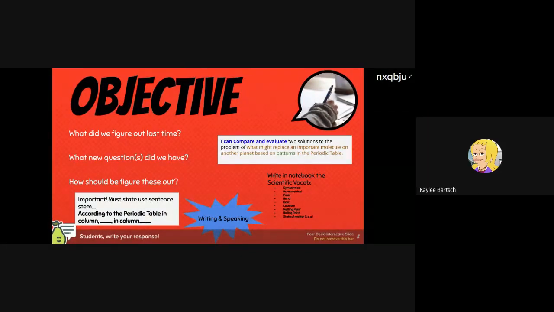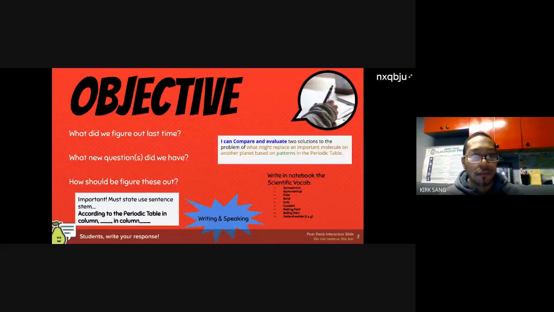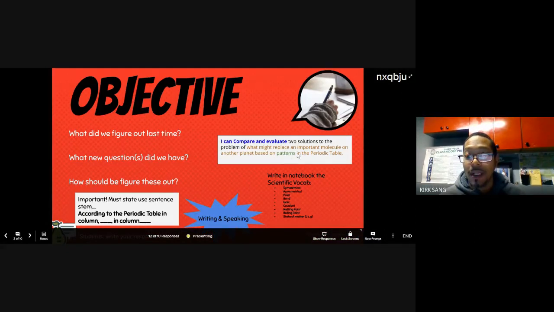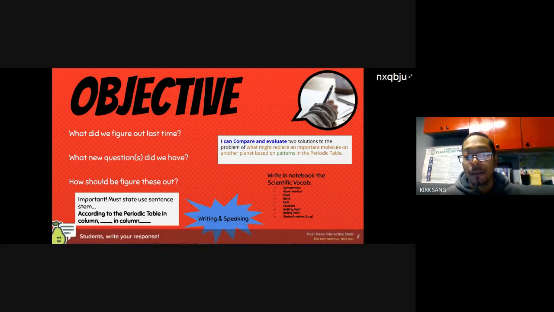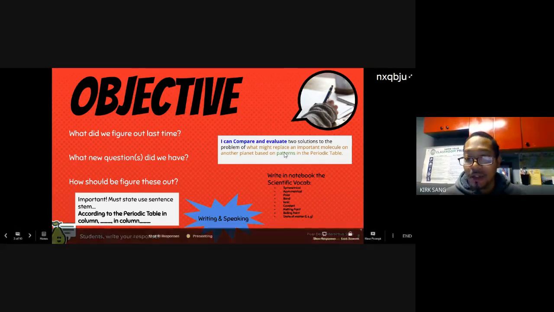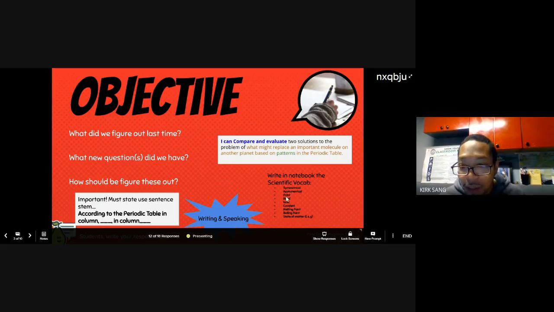We're trying to figure out if we can replace different molecules on the periodic table based on patterns. All right. So we need to be identifying some patterns on the periodic table. Two solutions to the problem of what might replace important molecules. So be sure at the end we're identifying patterns, and we're talking about patterns in the periodic table. That is the number of valence electrons. And also we're talking about those bulk properties, melting point and boiling point, and states of matter.